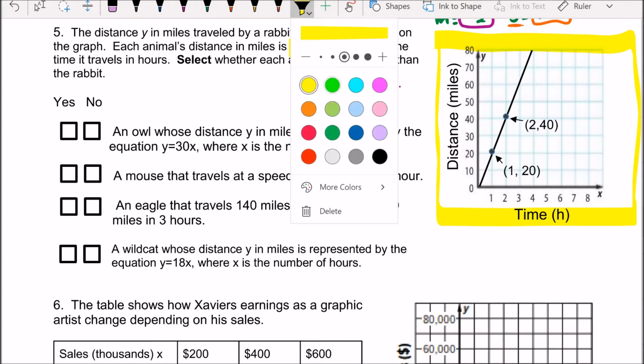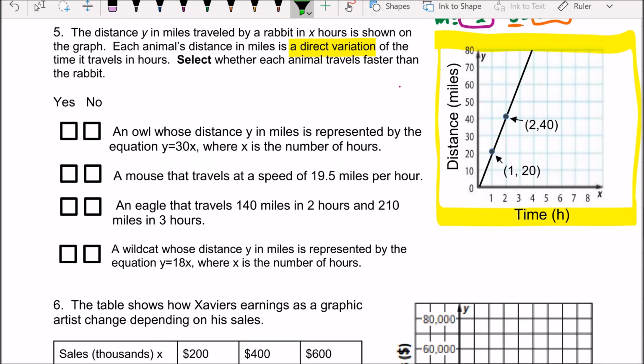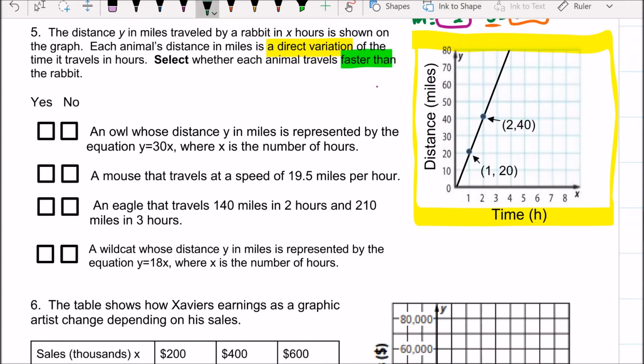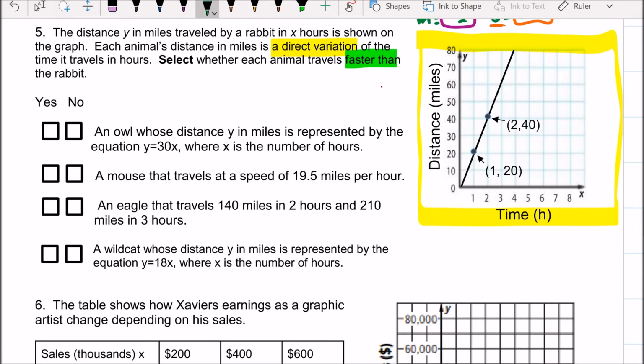Second thing, the question is asking you whether each animal, which they're going to tell you later on, travels faster than the rabbit. So yes means it's faster, and no means it's not faster, it's slower. Whenever you see 2 points, the first thing we're going to do is find the slope. Slope is y2 minus y1 over x2 minus x1. If until now you still didn't write down the formula, I strongly suggest you write it down, because you're going to see it again and again throughout the test.